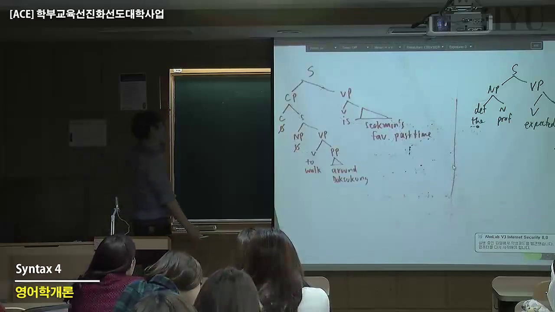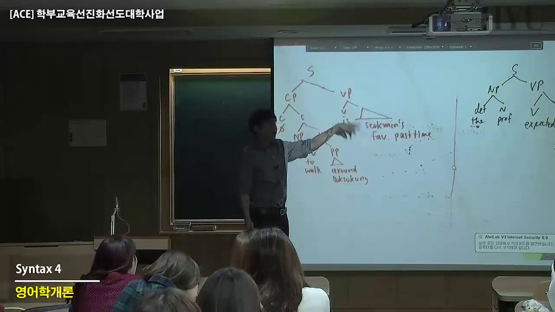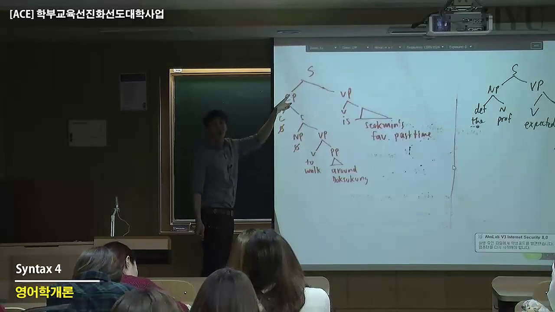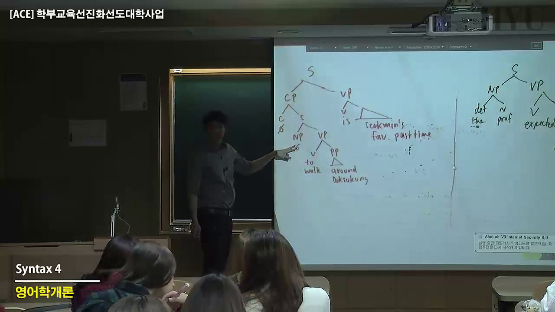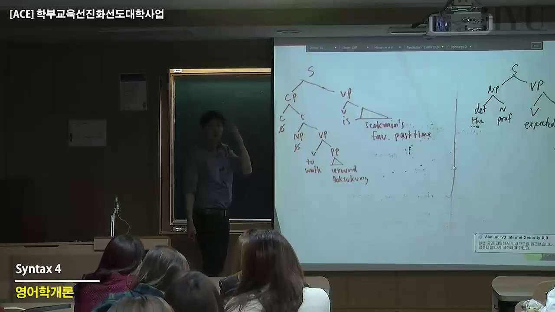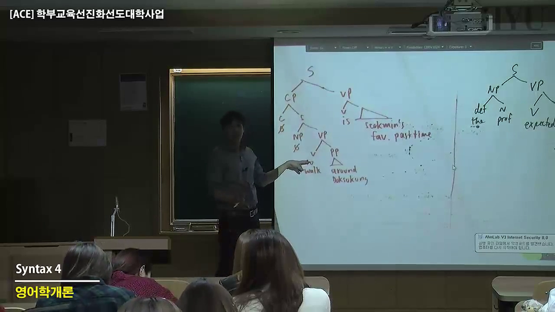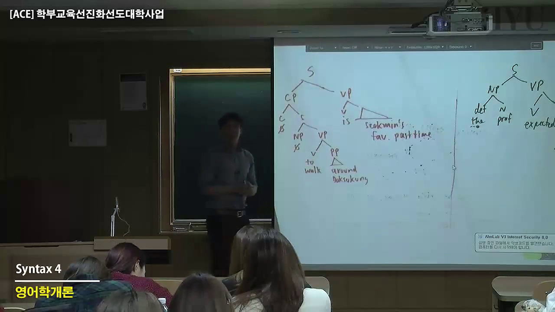For the first one, to walk around Toksugung is Songmin's favorite pastime. Pastime is hobby, right? Here, this is where the small clause is, right? So it's a CP with the C and the NP unfilled because we don't know what the subject is. And then to walk is a verb that doesn't have any tense. It's an infinitive, right? And then around Toksugung is your PP, prepositional phrase.